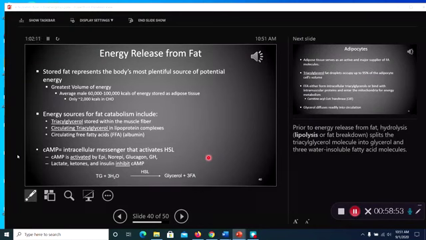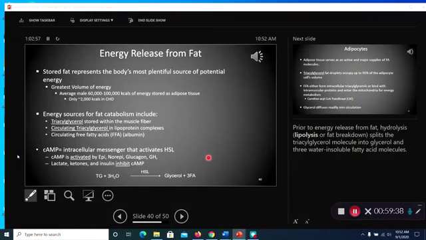Energy released from fat. Stored fat represents the body's most plentiful source of energy. So you're talking about 60 to 100,000 kcals of energy in a male. We only have about 2,000 or 3,000 calories of carbohydrate, so a huge difference there. Where possible, we need to be able to use this fat to make ATP in order to spare carbohydrate and probably more importantly to spare protein. Energy sources for fat catabolism include triacylglycerol stored within the muscle fiber itself, circulating triacylglycerol in lipoprotein complexes. So think HDL, LDL, VLDL, and even circulating free fatty acids. Those are typically bound to albumin.